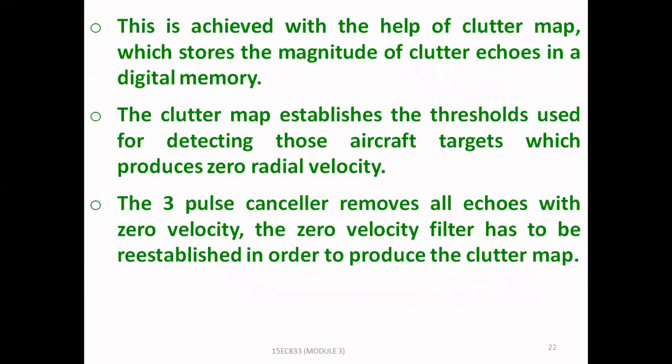This is achieved with the help of clutter map, which stores the magnitude of clutter echoes in a digital memory. The clutter map establishes the thresholds used for detecting those aircraft targets, which produces zero radial velocity. The 3 pulse canceller removes all echoes with zero velocity. The zero velocity filter has to be re-established in order to produce the clutter map.